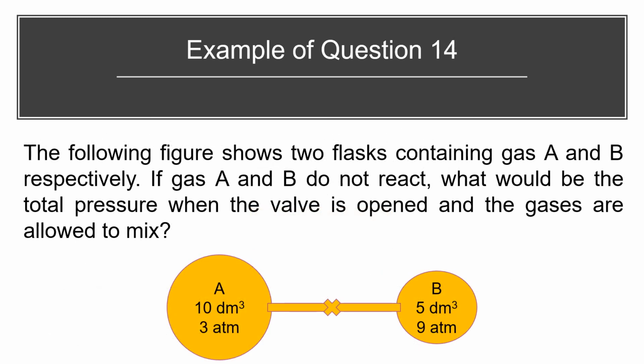This is another example question that uses Dalton's law. The following figure shows two flasks containing gas A and B, respectively. If gas A and B do not react, what will be the total pressure when the valve is open and the gases are allowed to mix? Gas A has 10 decimeter cubed of volume and 3 atm pressure, while gas B has 5 decimeter cubed of volume and 9 atm pressure.